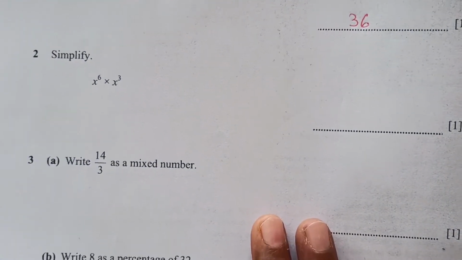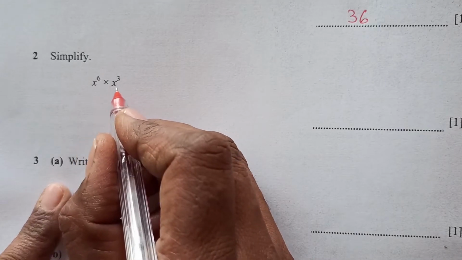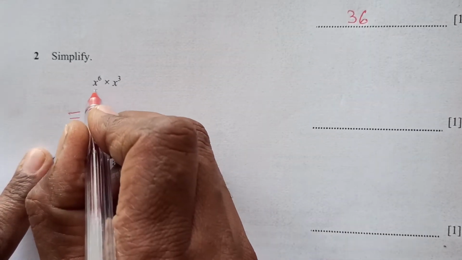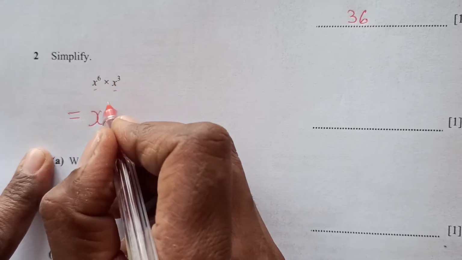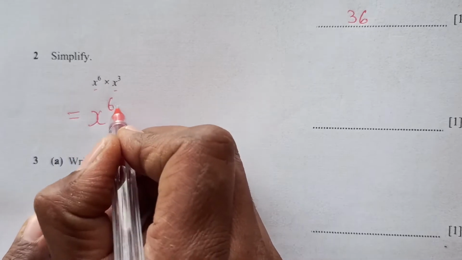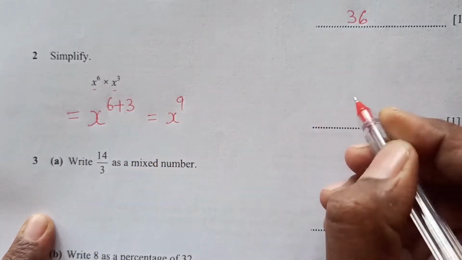Now second, simplify x to the power 6 times x to the power 3. So whenever you have the same base, this is called the base and this is the power. When the base is the same and there is a multiplication sign in the middle, then we add the powers. So this is x to the power 9.